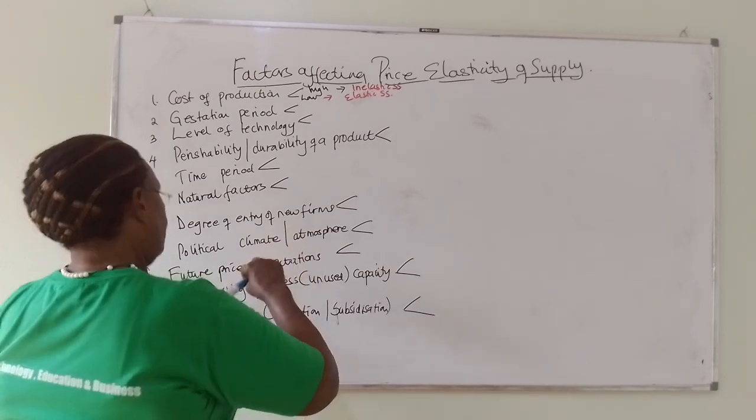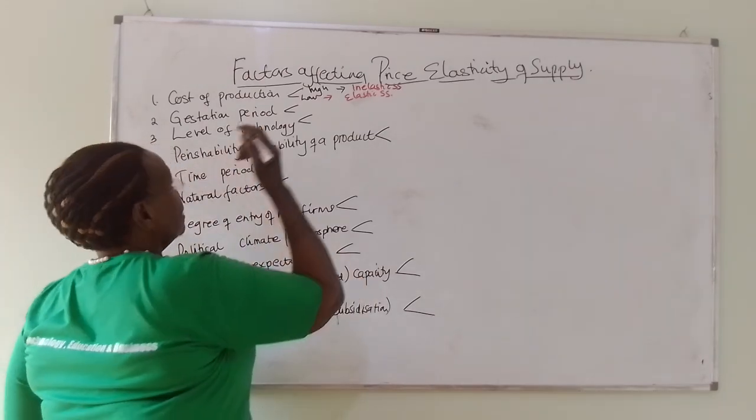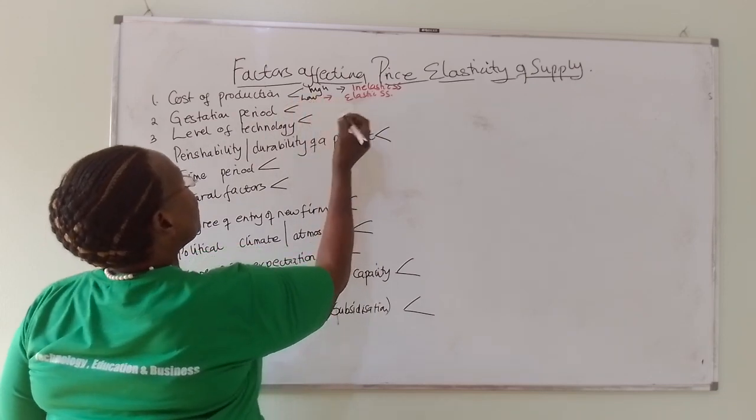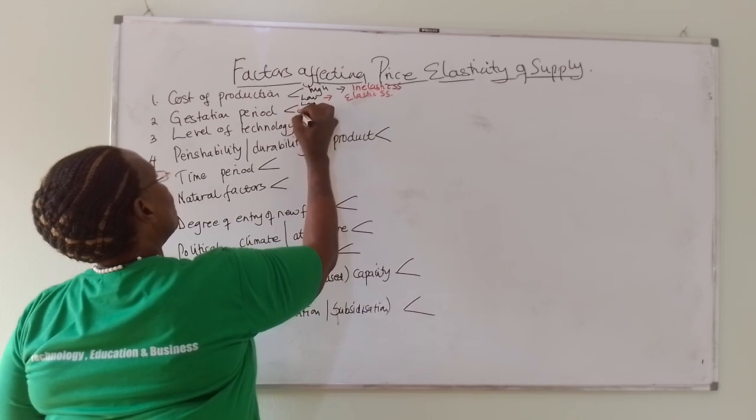And with the gestation period, this is the time between planting and maturing, or assembling and coming out with a final product. So it can either be long or short.